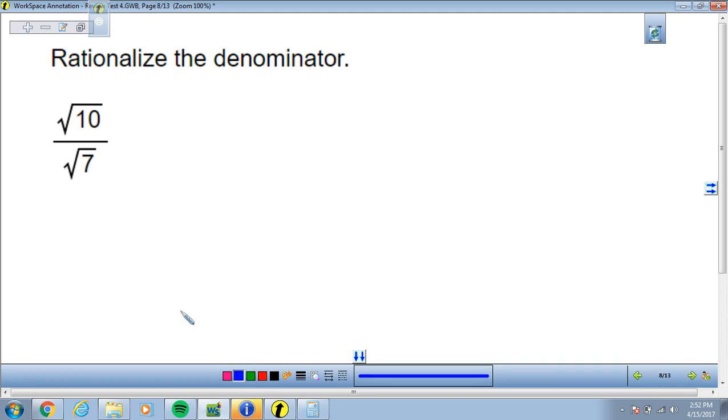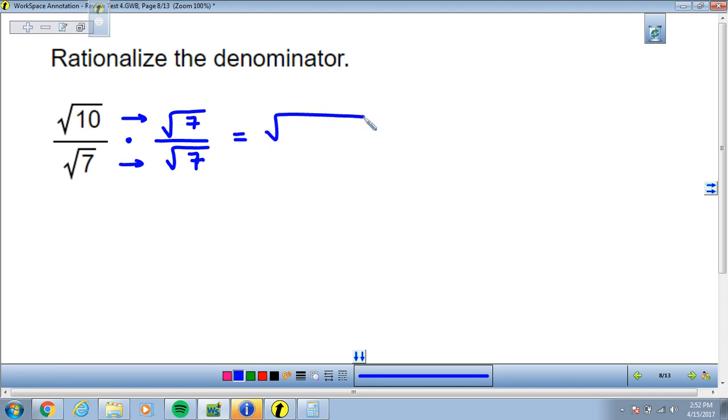Number 8, rationalize the denominator. So you're going to multiply top and bottom of this fraction to rationalize. That's the process of rationalization. You use this when you want to get rid of the radical on the bottom of a fraction. So you get the expression on the bottom, and you use it to multiply numerator and denominator of this fraction.